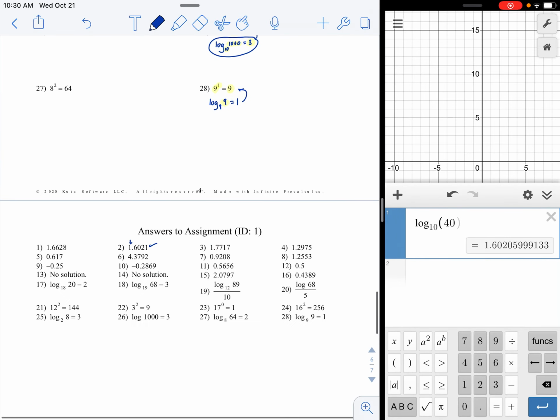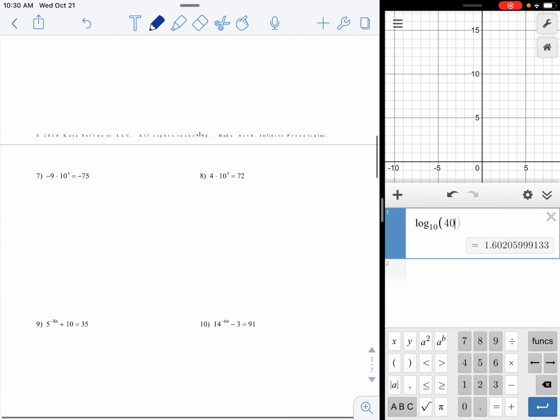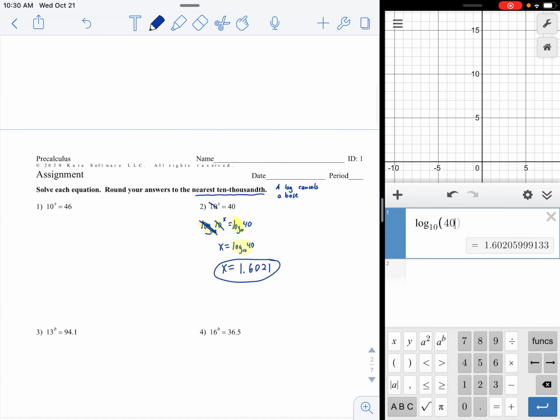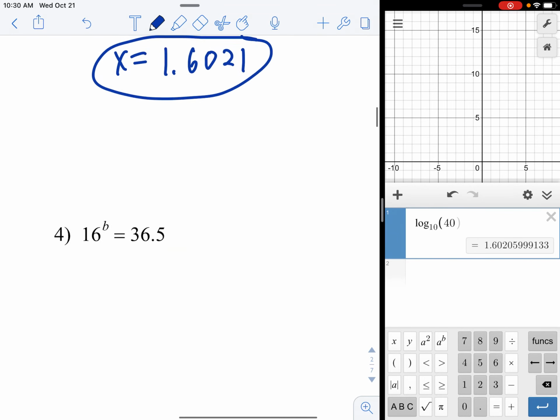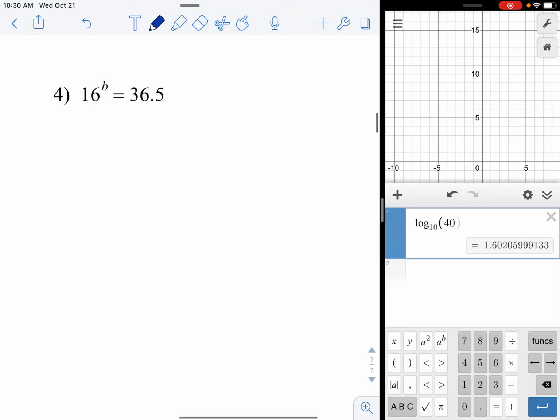1.6021. Sorry about that mistake. Gosh, you're learning something new, potentially confusing, and I make a little mistake like that. Can't be good. Okay, I'm going to come back to number 2 in just a minute, but not yet. Let's do number 4.